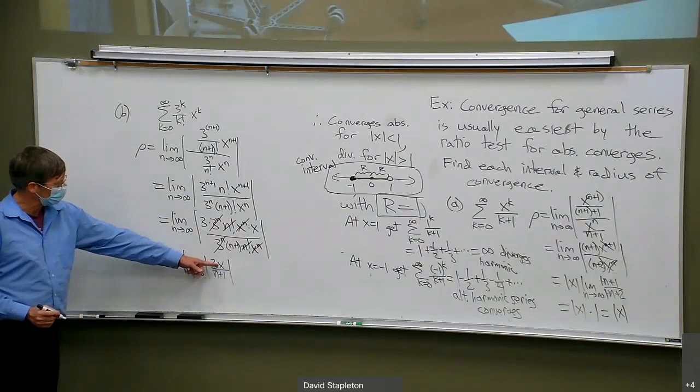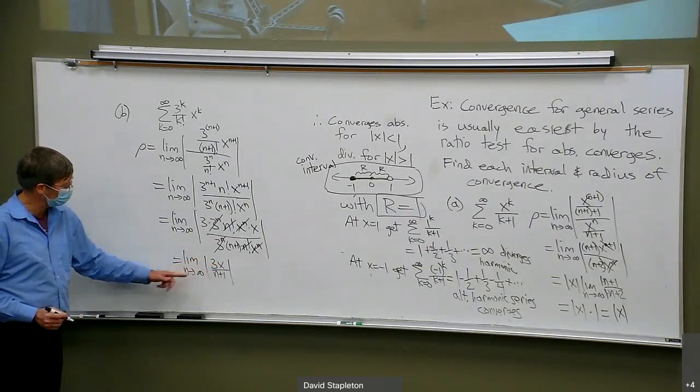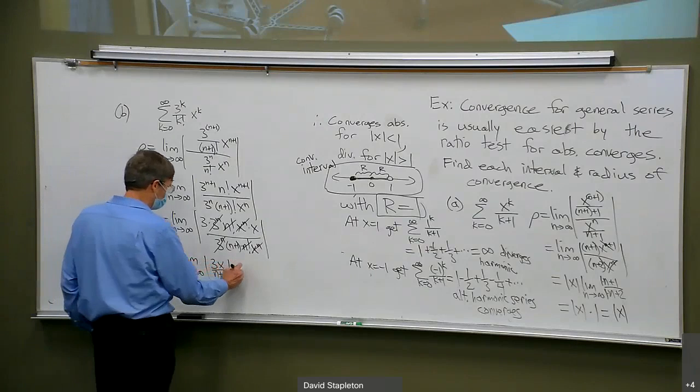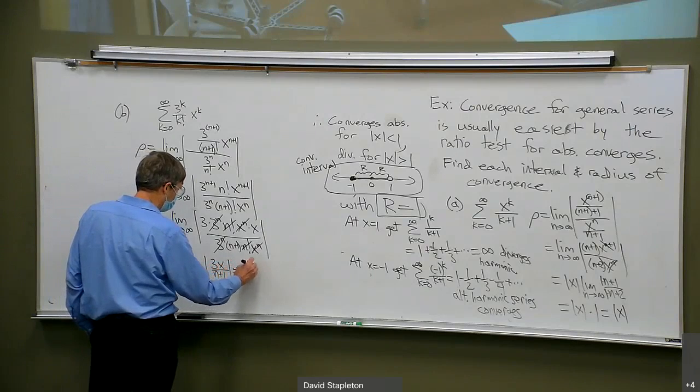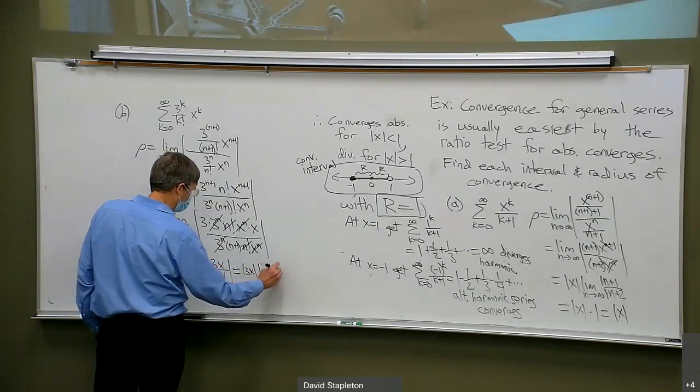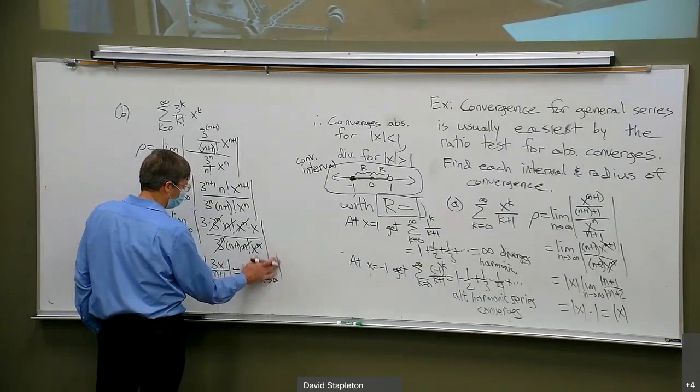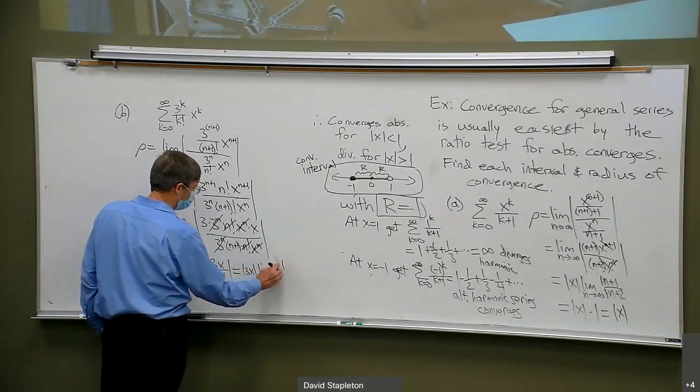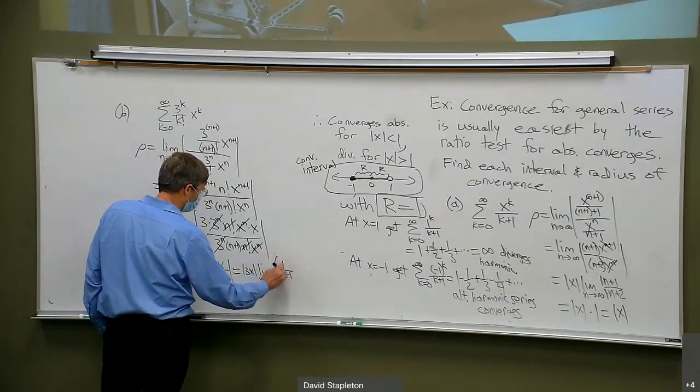3 and x are both constants, right? We're just letting n go to infinity. So we can pull the constant out and say this is absolute value of 3x times the limit as n goes to infinity of absolute value of 1 over n plus 1. I don't need the absolute value because it's positive. 1 over n plus 1. What's that?